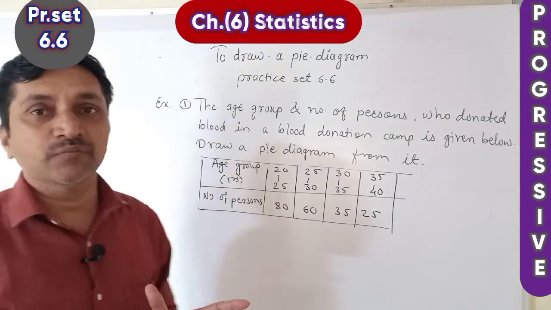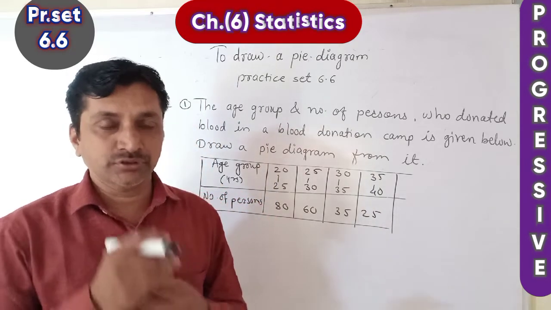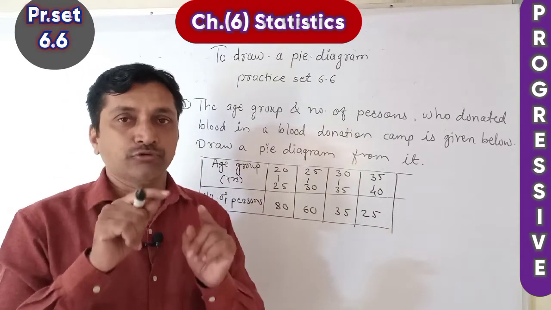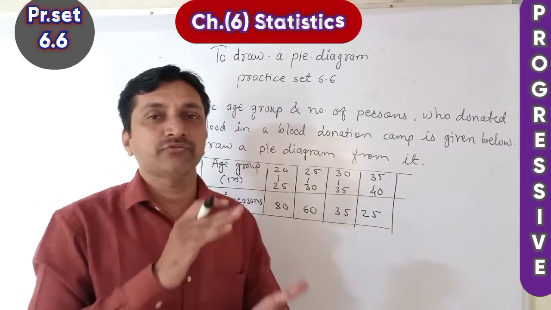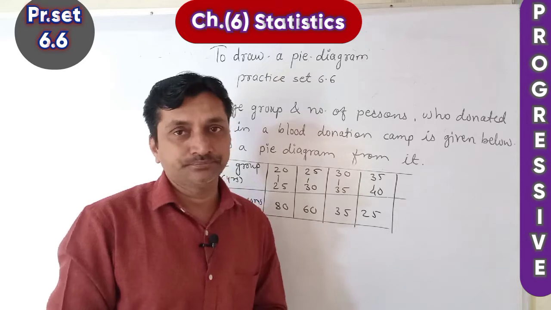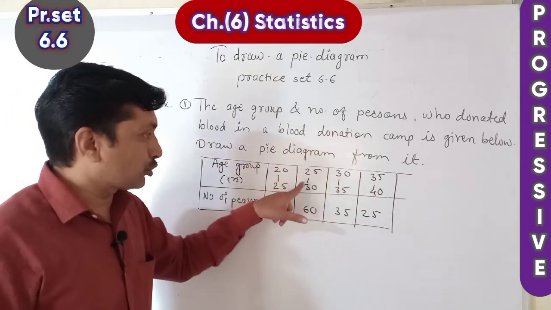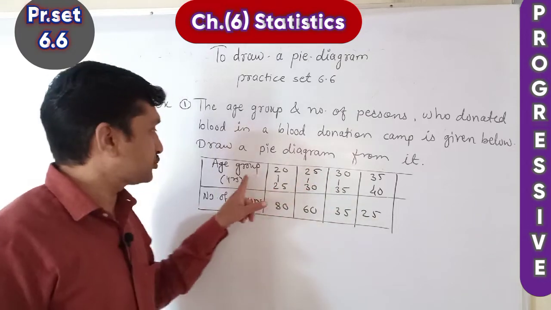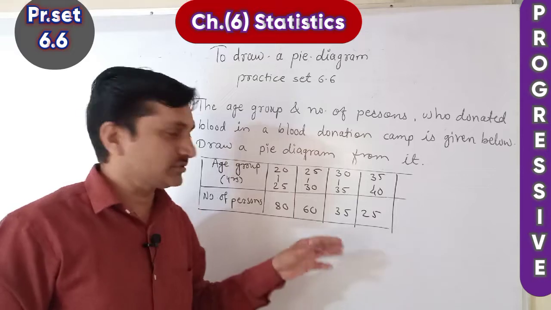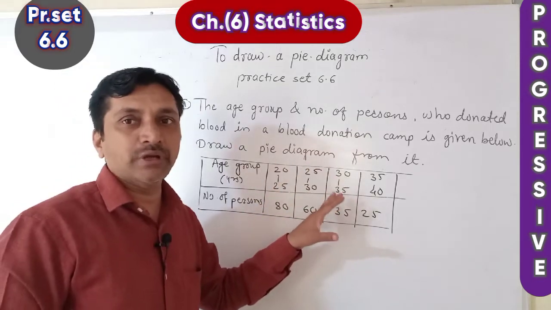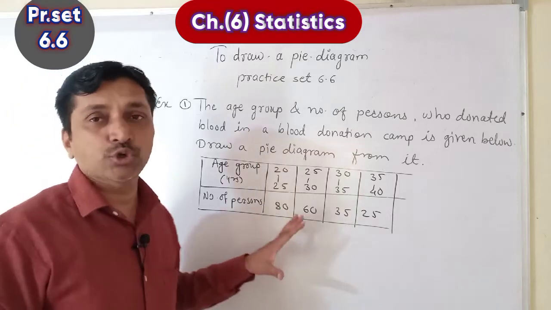Before drawing the pie diagram we have to find the measures of central angle, because for a circle or pie diagram we need the measures of central angle, and for that we have to prepare one table. In that table, the first column will be as it is, that is of age group. Second, number of persons, also as it is. Third, one more column we have to add, and that column will be of measures of central angle. Then let's draw a table first.